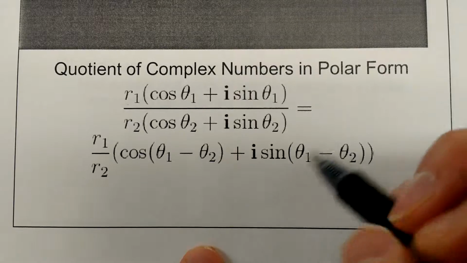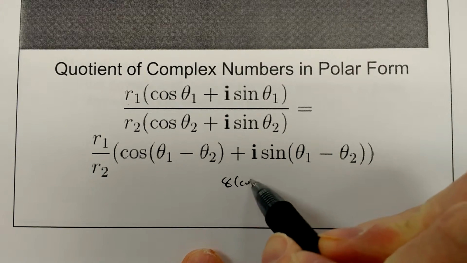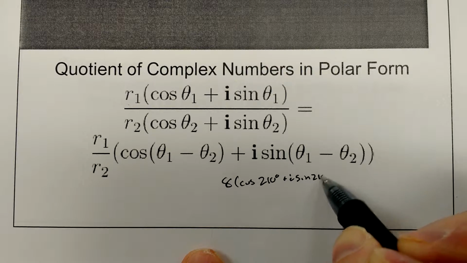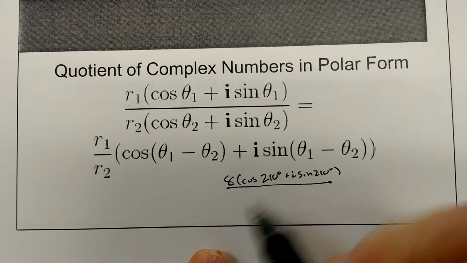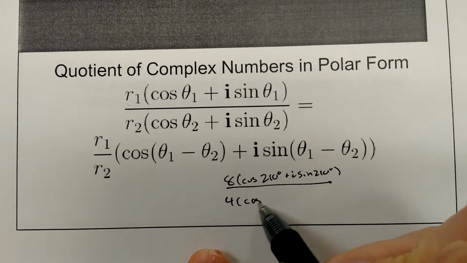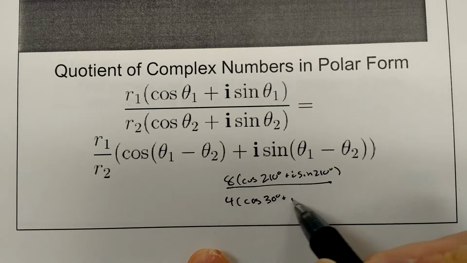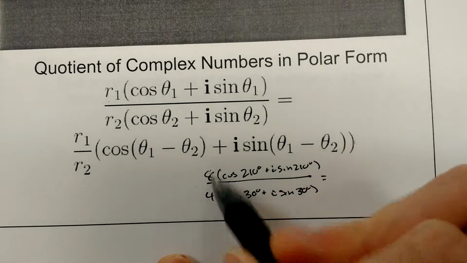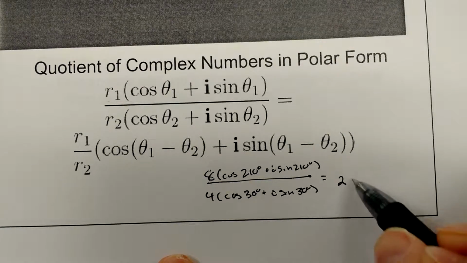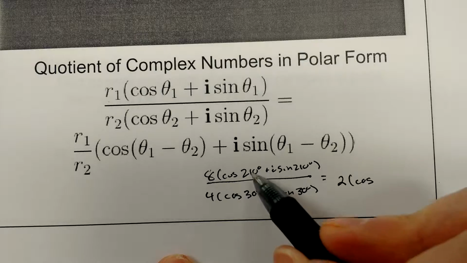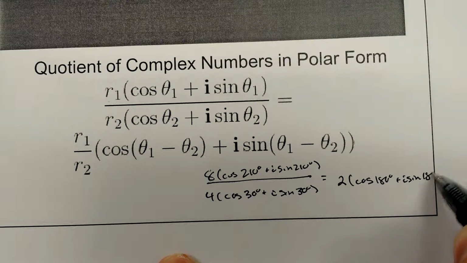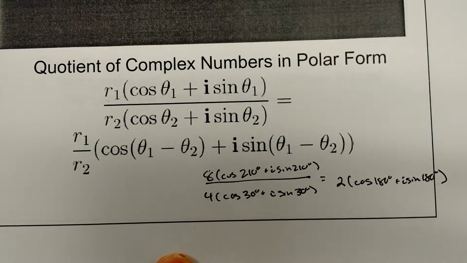So say you had 8 cosine 210 plus i sine 210 over 4 cosine 30 plus i sine 30. So divide the r values, 8 divided by 4 is 2, and then find the difference in the angles. 210 minus 30 is 180. So these are both 180s.